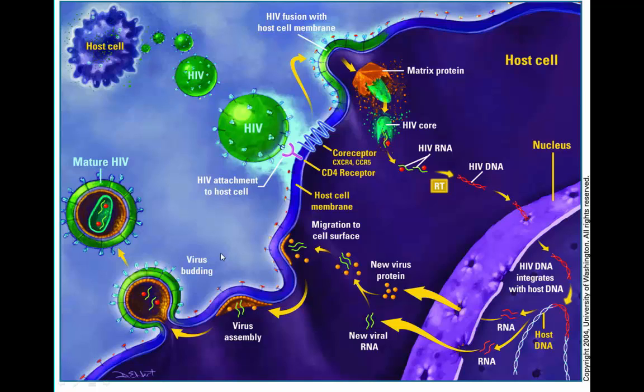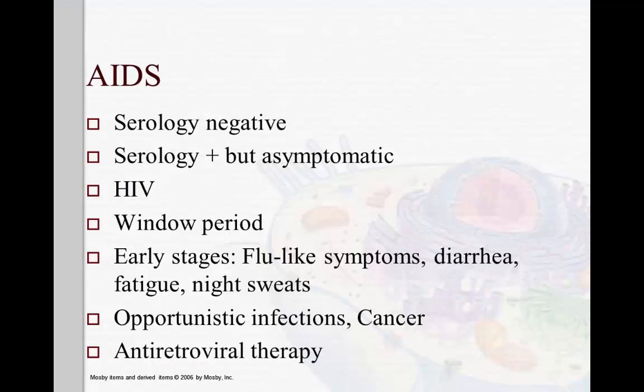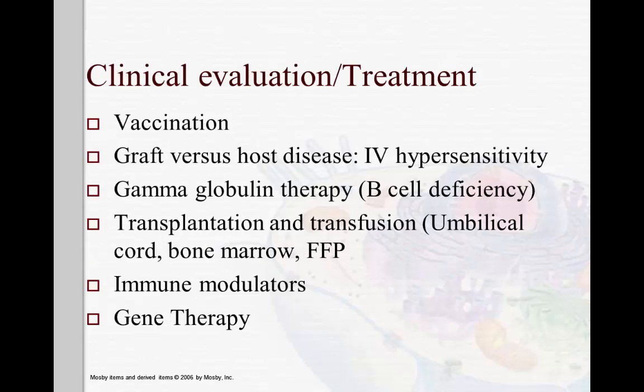This is no more than a representation of the host cell being attacked by the HIV and the activation of CD4s and CD8 and formation of new virions. So serology could be negative. The patient could be asymptomatic because there's a window period. In the early stages, besides the symptoms that I described, there is flu-like symptoms, diarrhea, fatigue, and night sweats. Remember about the opportunistic infections, and I explained about the antiretroviral therapy. Vaccination, you must avoid live attenuated virus vaccination, such as MMR, for example.